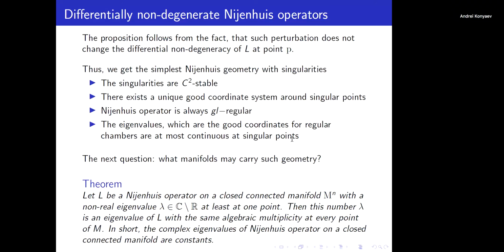Okay. And again, if we have GL regular, we are still perturbing, and we can get different collections of eigenvalues and Jordan structures. But GL regularity means that there is exactly one Jordan block corresponding to each eigenvalue. And we see that the eigenvalues, which are usually good coordinates, are at most continuous functions.